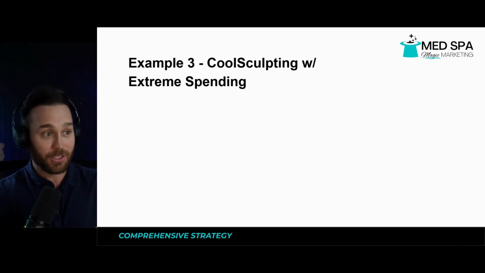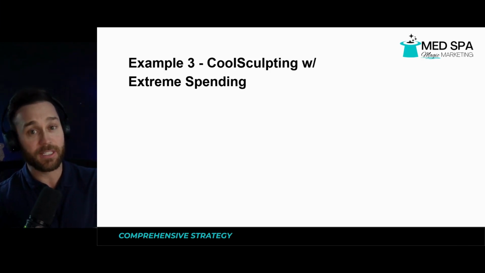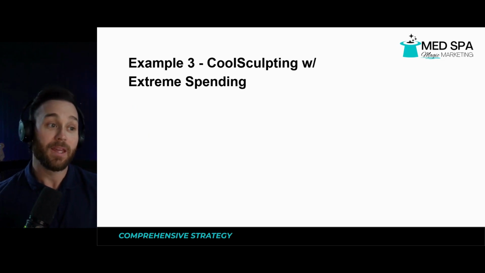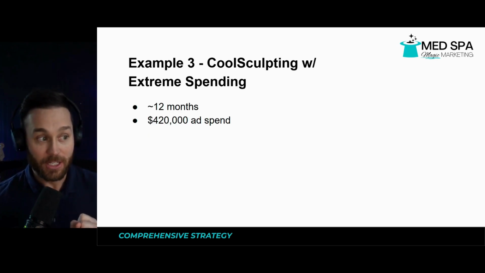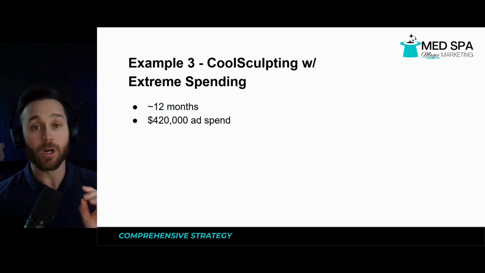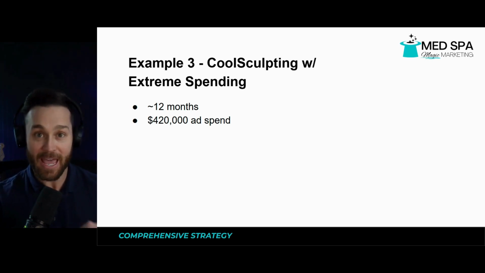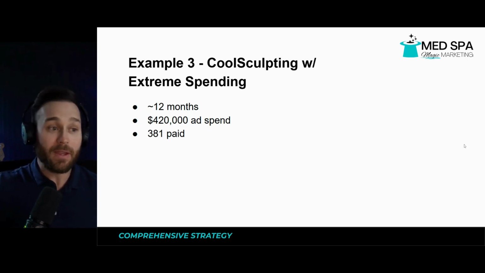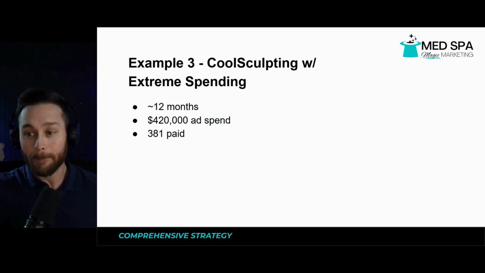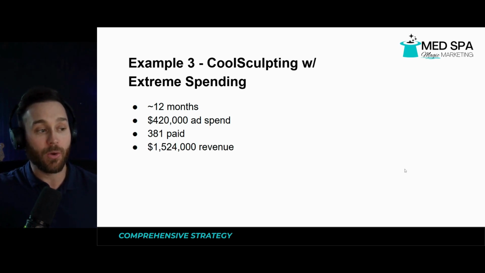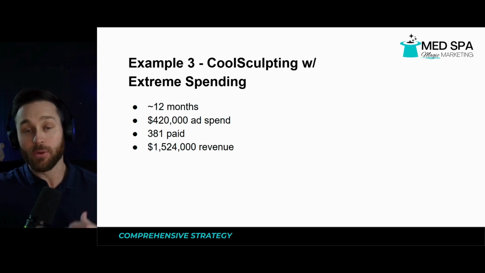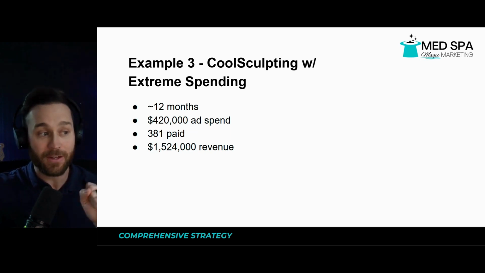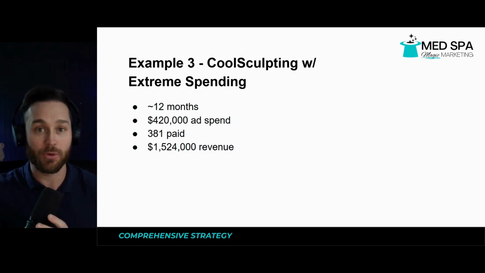So last week, I talked to a practice in the Northeast that's primarily a CoolSculpting business, and they were spending a lot of money. Over about 12 months, they were averaging about $420,000 just in Meta ad spend. So $35,000 to $40,000 a month, I believe they mentioned. And from that, they would average about 380 paid appointments throughout the year. So they were spending over $1,000 to acquire the client, but their initial package sale was $5,000 on average. I put $4,000 just to water down this example to show you the impact.